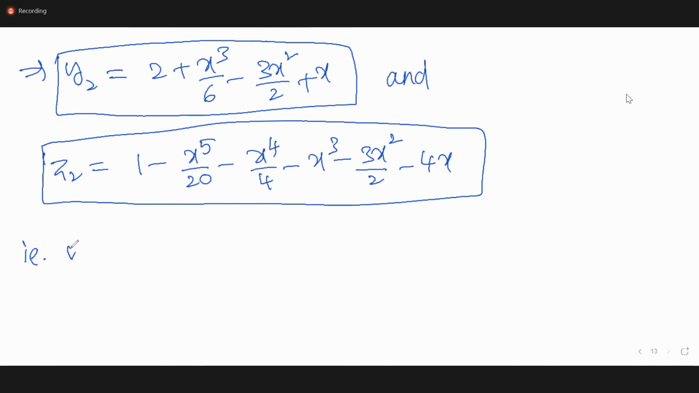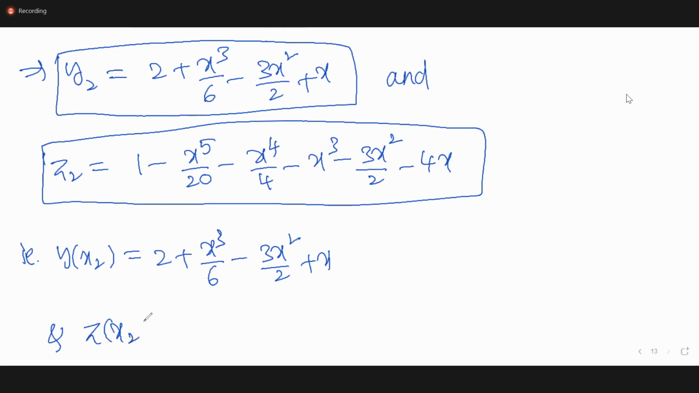That is, y2 means y of x2. Y of x2 is equal to 2 plus x cube by 6 minus 3x square by 2 plus x. And z of x2 is equal to 1 minus x power 5 by 20 minus x power 4 by 4 minus x cube minus 3x square by 2 minus 4x.